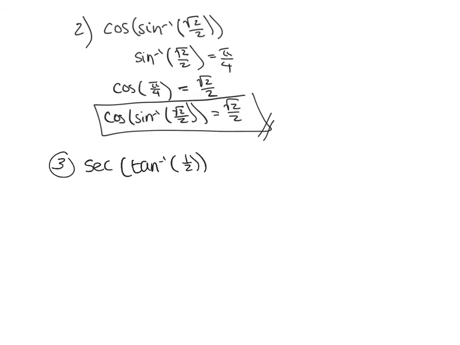Just a reminder, tangent inverse of 1/2 is really theta, and we're using this unknown theta to help us set up our triangle. For tangent of theta, we know it's equal to 1/2, but tangent in general is also opposite over adjacent. So when we build our triangle, it's going to look something like this. These triangles do not have to be drawn to scale. If here's our theta, our opposite side is 1, our adjacent side is 2.